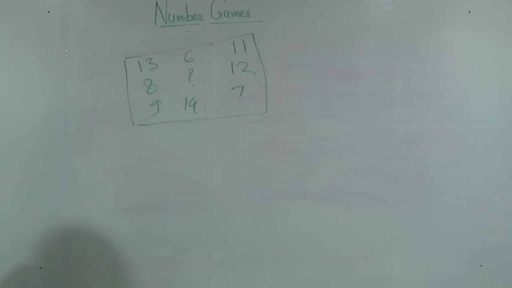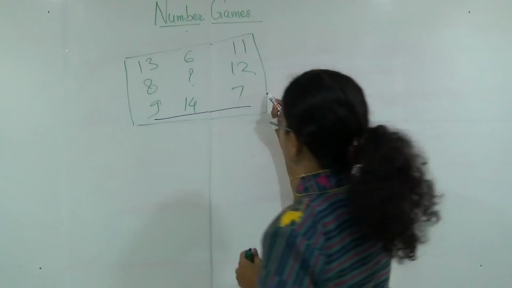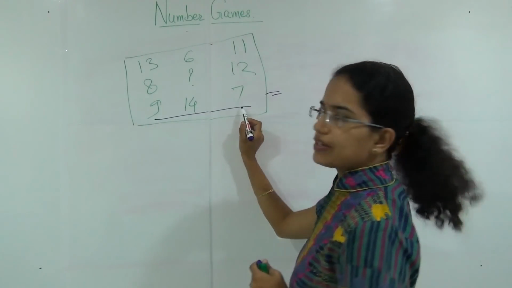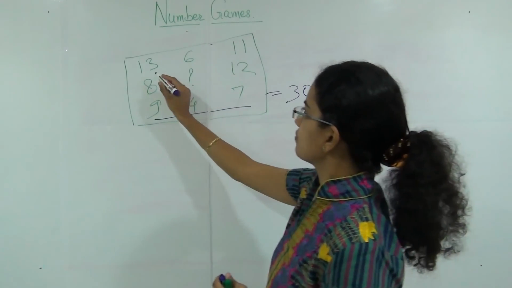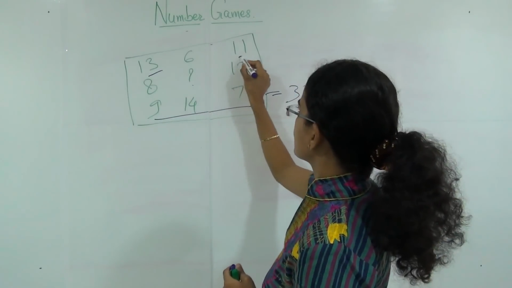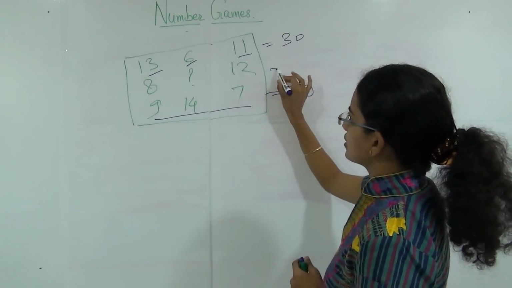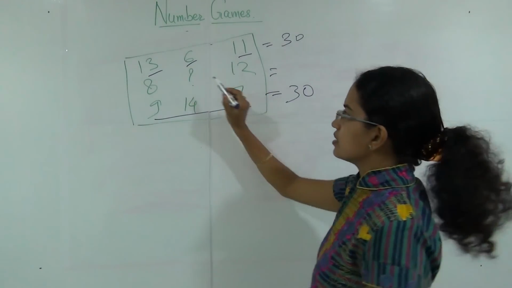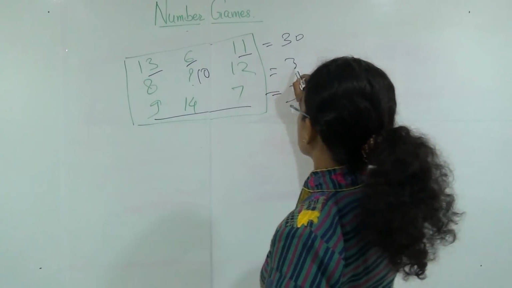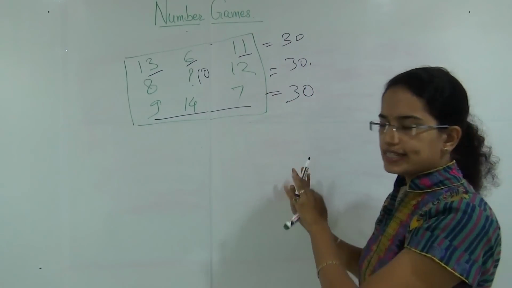So what I am trying to do is, if I try to do the total of rows here, for the last row it would be 9 plus 7 would be 16, 16 plus 14 is 30. For the first row, again is 13 plus 11 is 24 plus 6, so you have 30. So again this should be 30. So 8 plus 12 is 20. So this number should be 10. So then it becomes 30. Now I am horizontally adding it and getting 30.